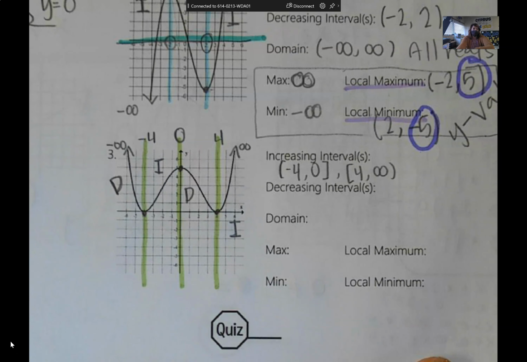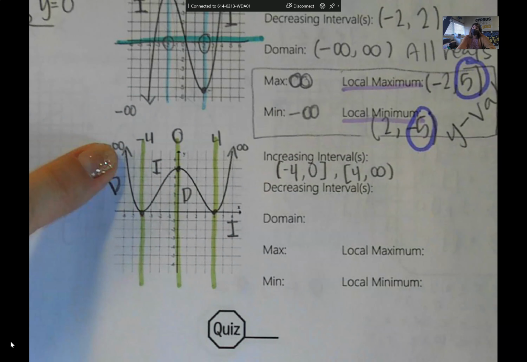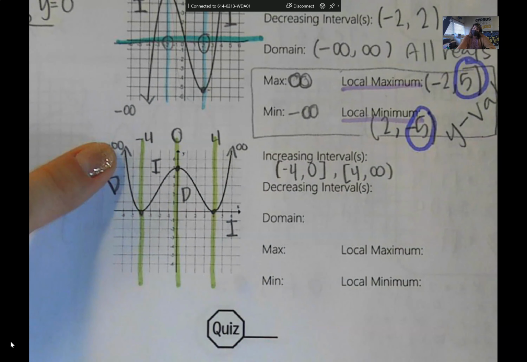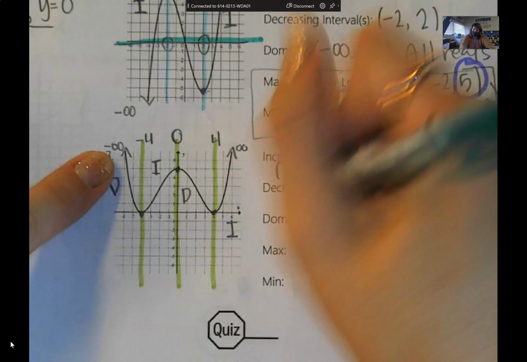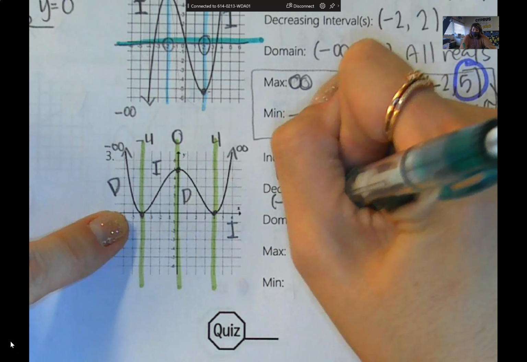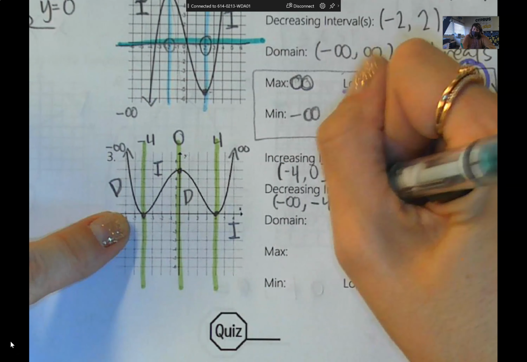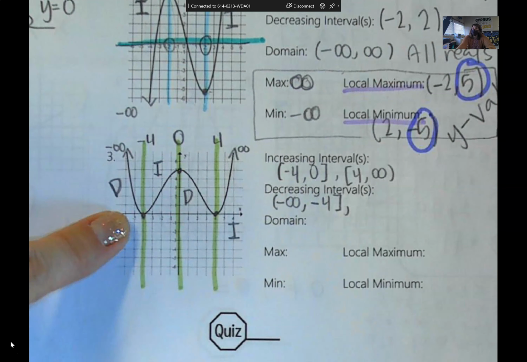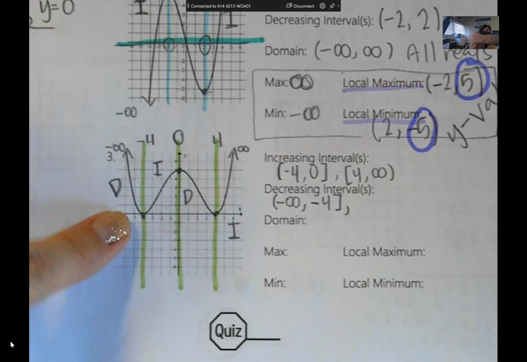Okay, show me. Okay, you start all the way over here on the left-hand side. He is decreasing from negative infinity to negative 4. Okay, give me your other one. Yes. Yeah, there's a bin up here.